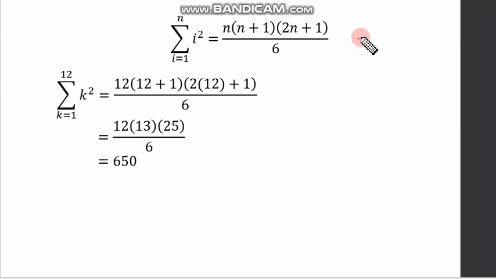Okay, next property. The summation of i squared from i equals 1 to n is equal to n times n plus 1 times 2n plus 1 all over 6. We will use this for our example here: the summation of k squared from k equals 1 to 12. So we will use this formula. 12 times 12 plus 1, so 12 times 13, times 2 times 12, that's 24, plus 1, 25, all over 6. So 12 times 13 times 25 all over 6, that's 650.